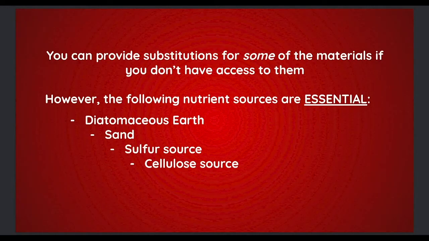The materials listed are what are going to help you scoop up the groundwater and sediment, sift through the debris, and provide nutrients for the microbes to grow inside your Winogradsky column. You may provide substitutes for some of the materials if you do not have access to them, but it is essential to provide, at minimum, the diatomaceous earth, sand, a sulfate source, and a cellulose source for the microbes to have a good, nutritious environment.